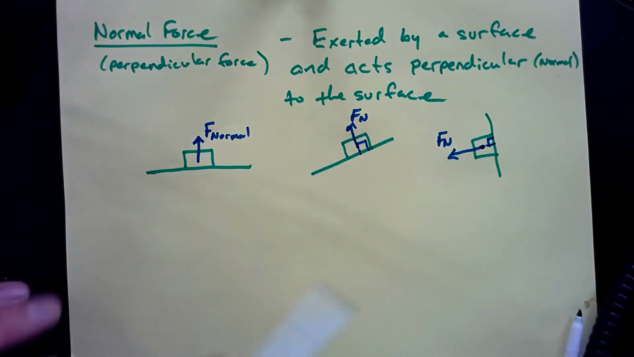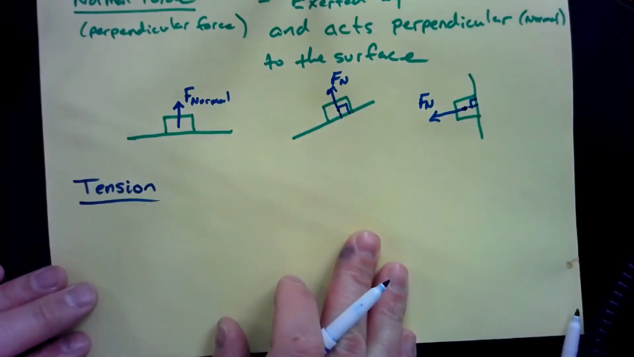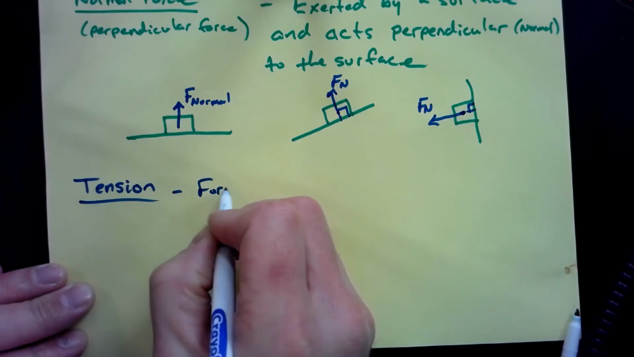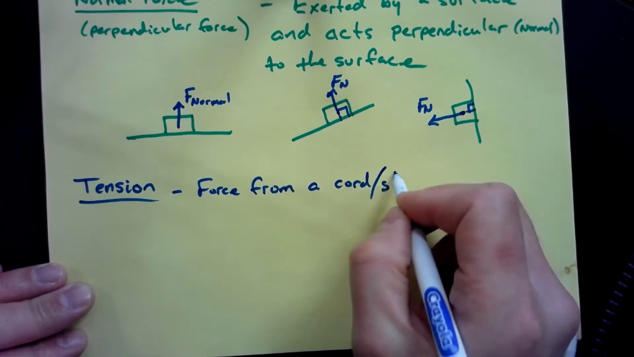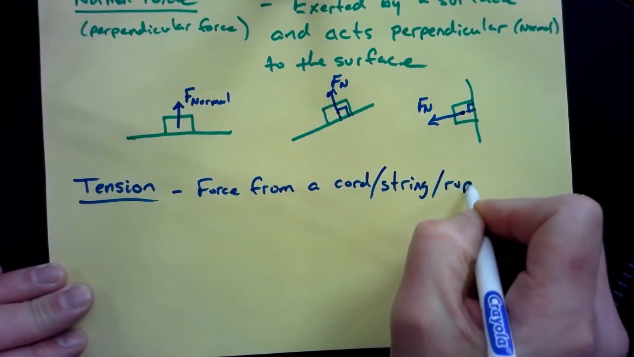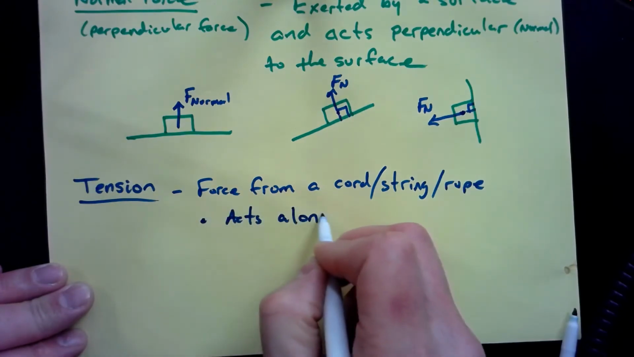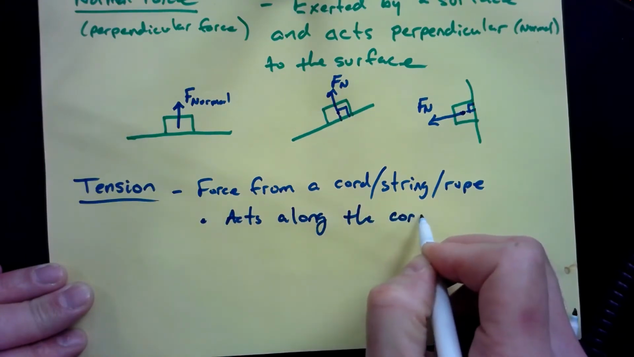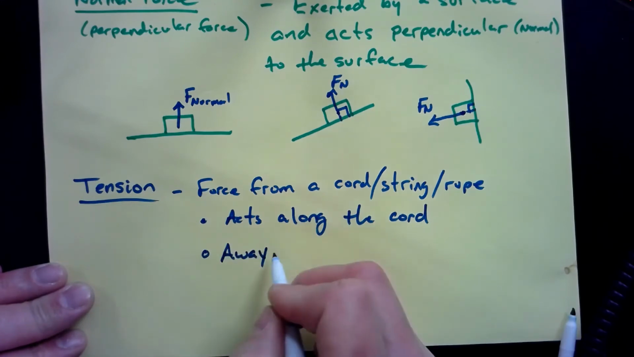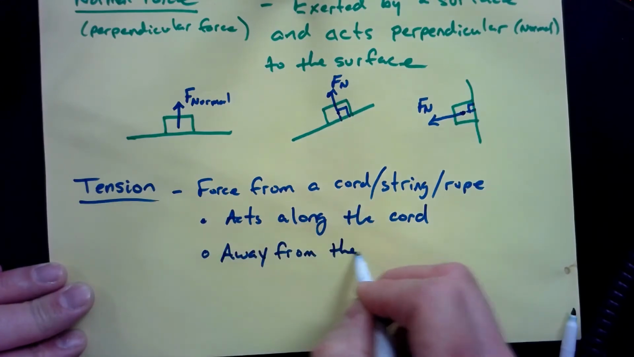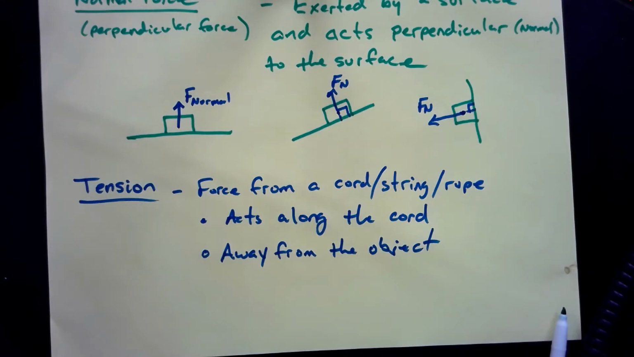All right, next one, tension. All right, tension is a force from a cord, string, rope, whatever, okay? And it always acts along the cord and always away. All right, so whichever side the cord is on, it has to be acting along that cord.